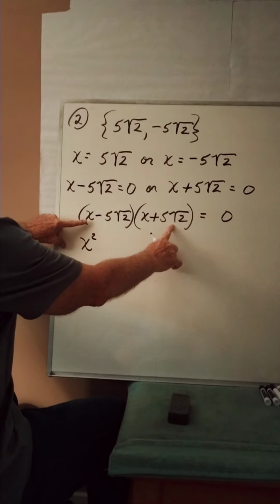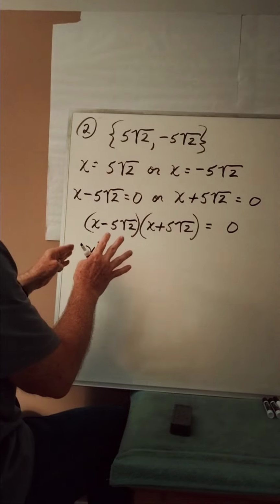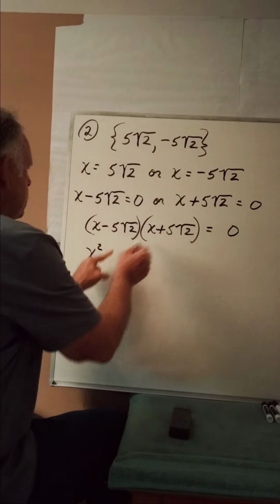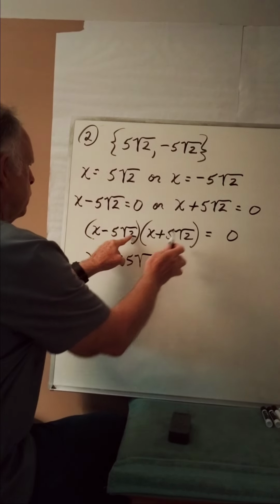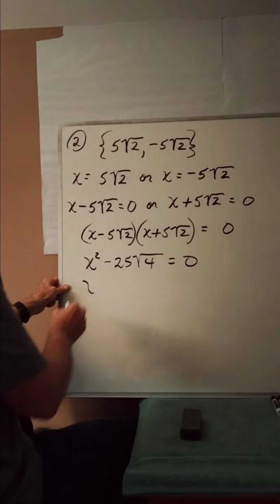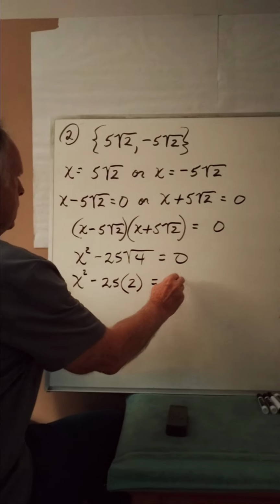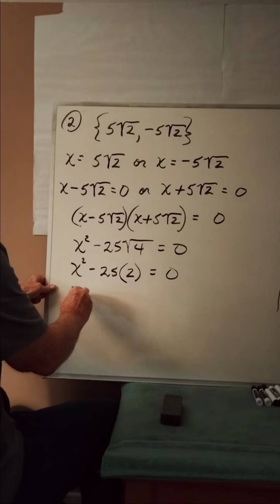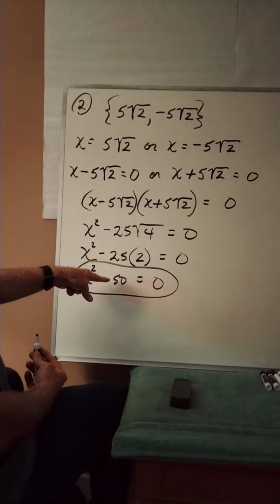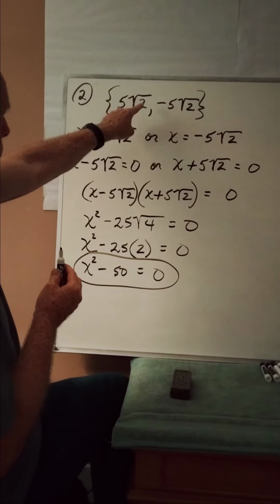You see, if you did do the outer, you'd have a positive 5x root 2, and the inner, you'd have a negative 5x root 2, and they'd cancel. Multiply the last. Negative 5 root 2 times a positive 5 root 2, that would give us negative 25 root 4. And that would be equal to 0. Now let's simplify. X squared minus 25 times 2 is equal to 0, and we would have this: x squared minus 50 is equal to 0, and there would be the quadratic equation, whose solutions would be those irrational conjugates that we see up there.